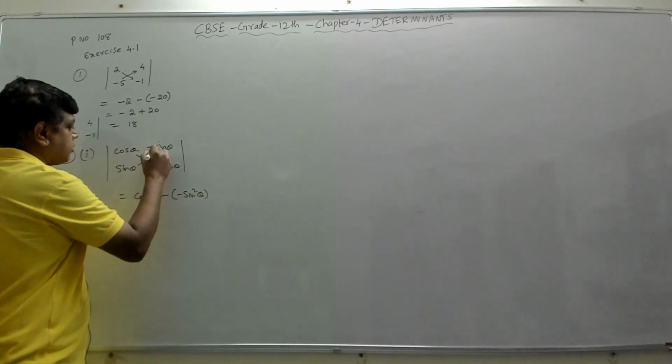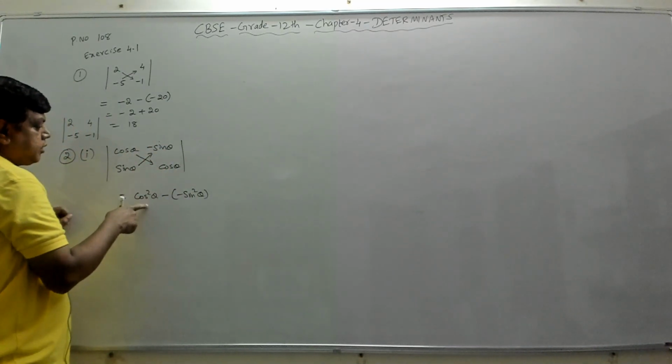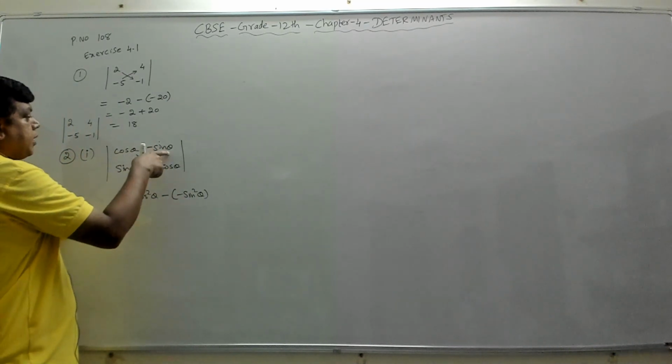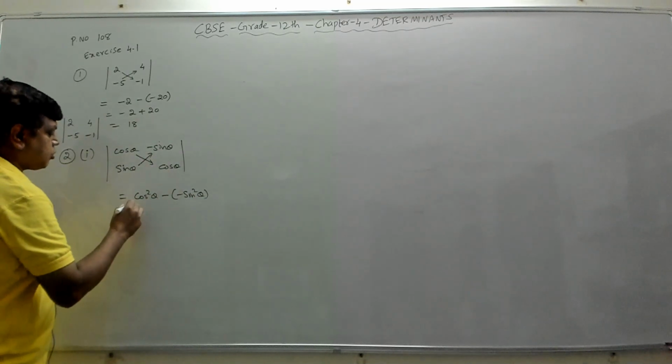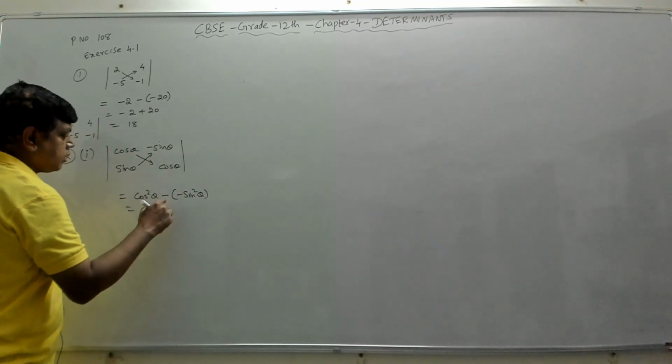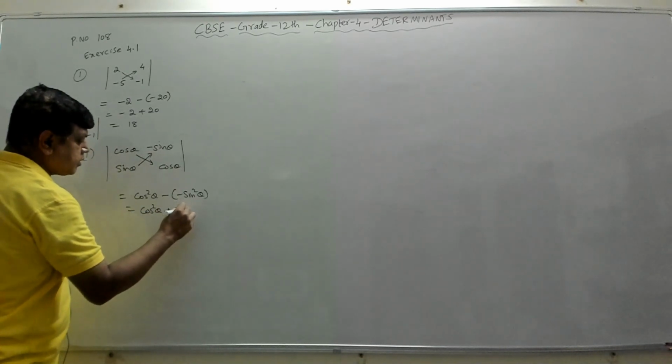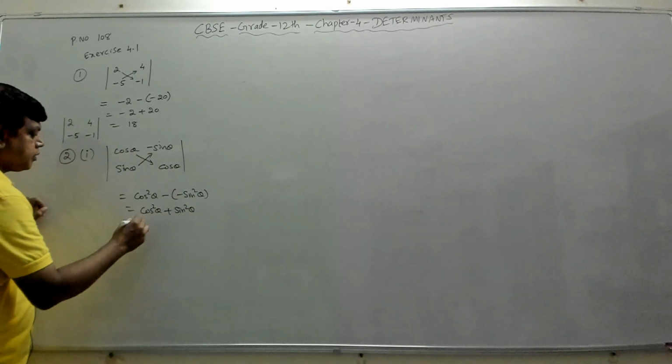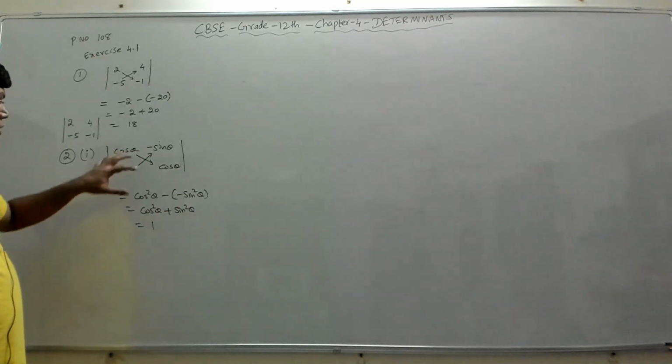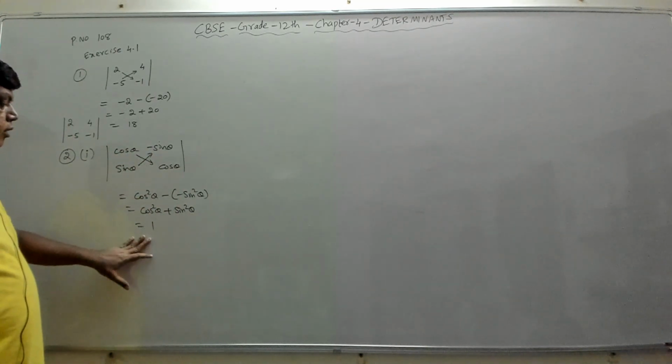So you'll get cos square theta, minus into minus is plus sin square theta, which is equal to 1. So the value of this determinant is 1.